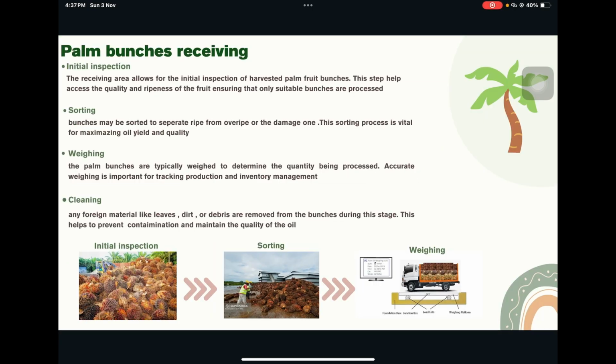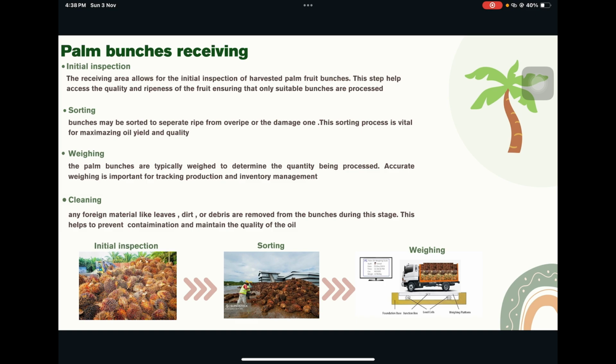Okay, so I would like to elaborate more on the function of each milling process. First, palm bunches receiving. We have the initial inspection. What is initial inspection? The receiving area allows for the initial inspection of harvested palm fruit bunches. This step helps assess the quality and ripeness of the fruit, ensuring that only suitable bunches are processed.